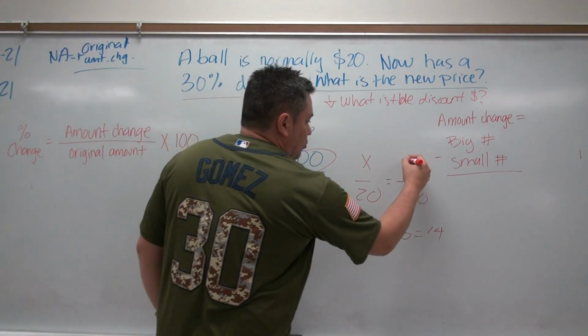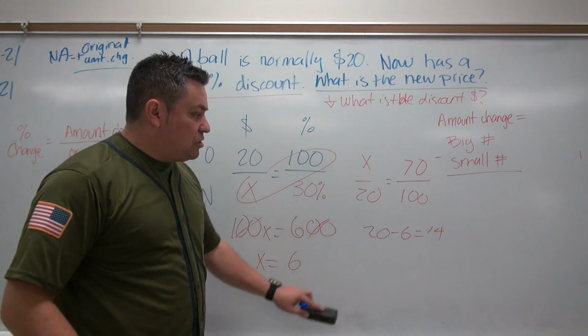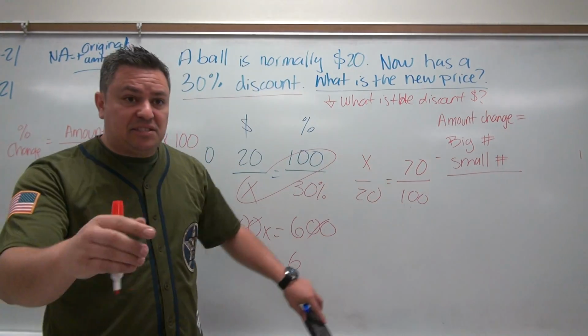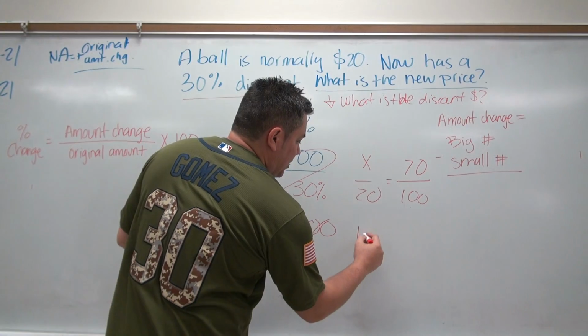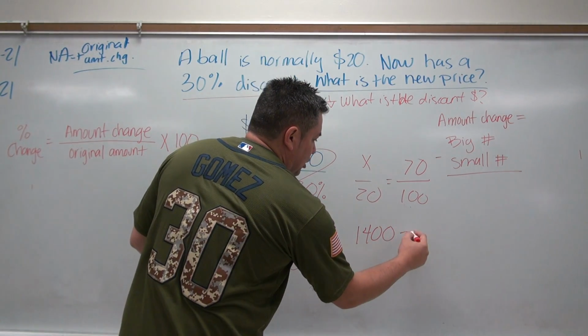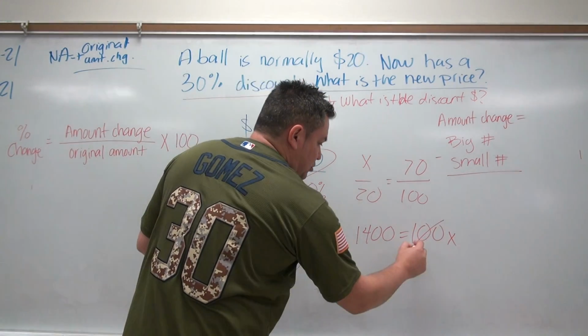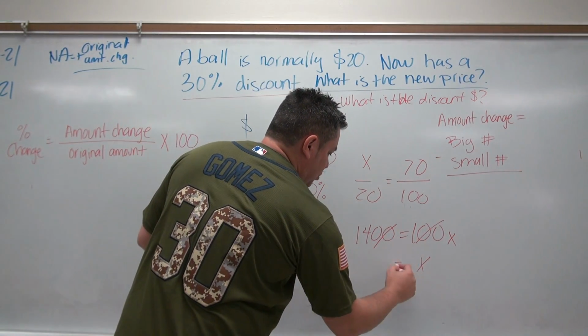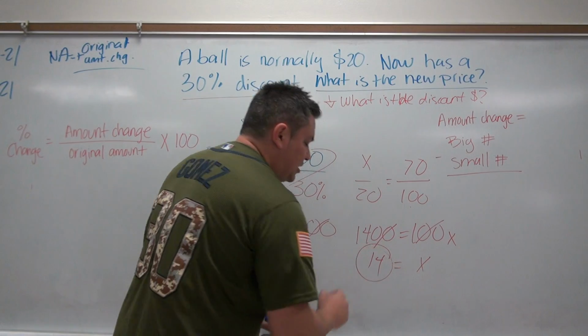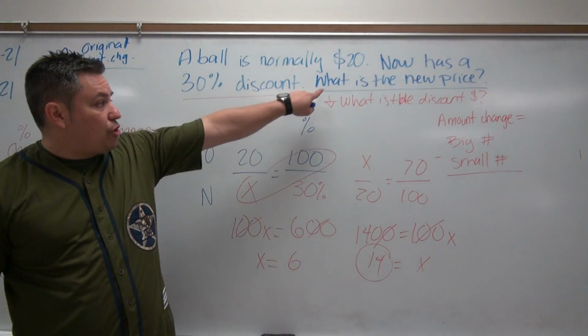Right here. We can do 70, and that will take you straight to the price. Pay attention. So this will be 1400 equals to 100x. Cancel out the 2 zeros. So x equals to 14, which was the answer at the end for the original question.